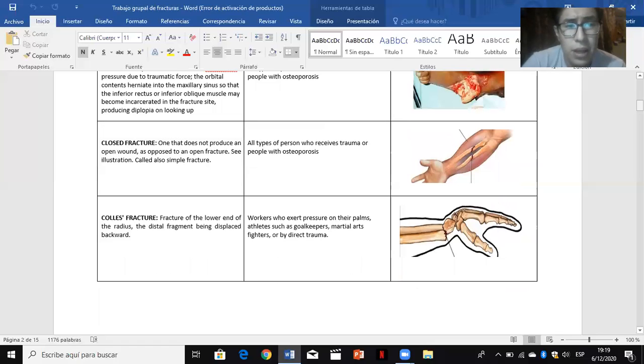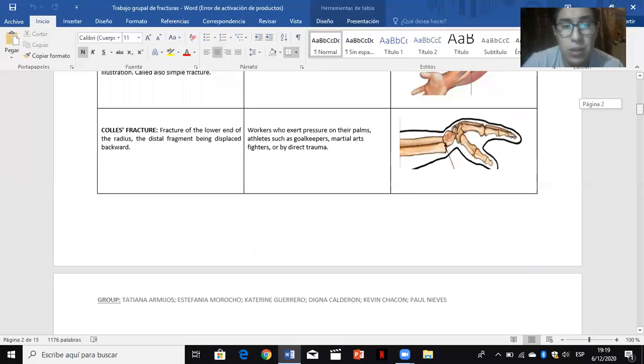Closed fracture: one that does not produce an open wound, as opposed to the open fracture. Also called simple fracture. People at risk: persons with severe trauma or people with osteoporosis. Colles fracture: fracture of the lower end of the radius. People at risk: workers who exert pressure on the palms, athletes, goalkeepers, and martial arts fighters with direct trauma.